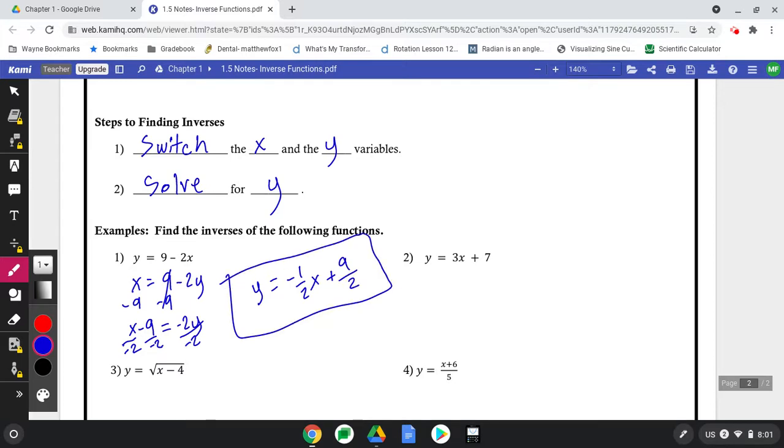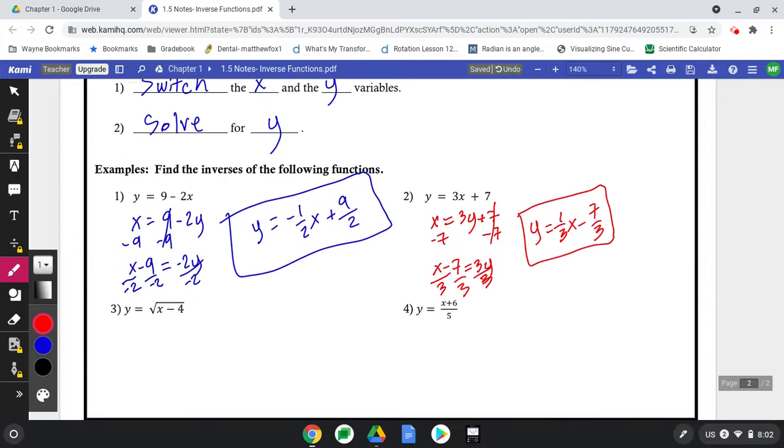So maybe I recommend pause the video, try this next one. Once again, first step, we always switch the x and the y. So x equals 3y plus 7. And then go ahead, solve for y. So minus 7, minus 7. So x minus 7 will equal 3y. Then we'll divide by 3. Do it to one side, got to do it to both. So y will equal 1/3 x minus 7 over 3.